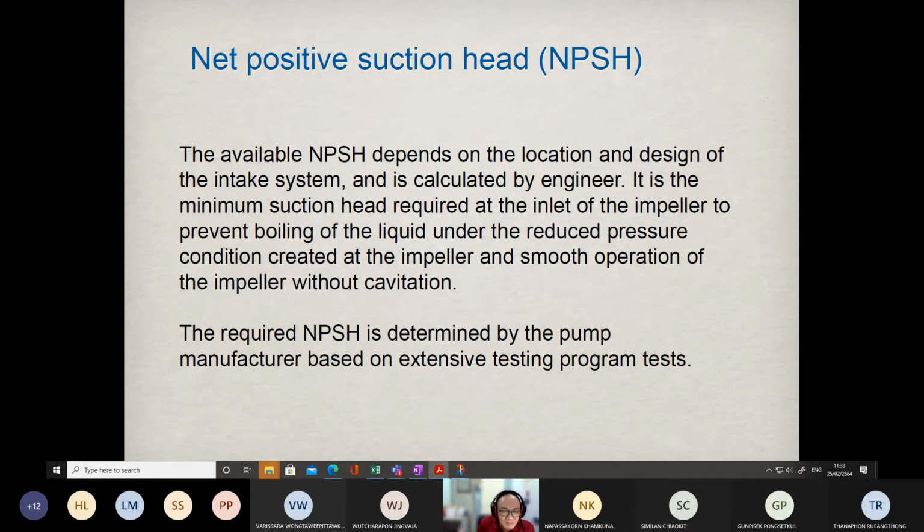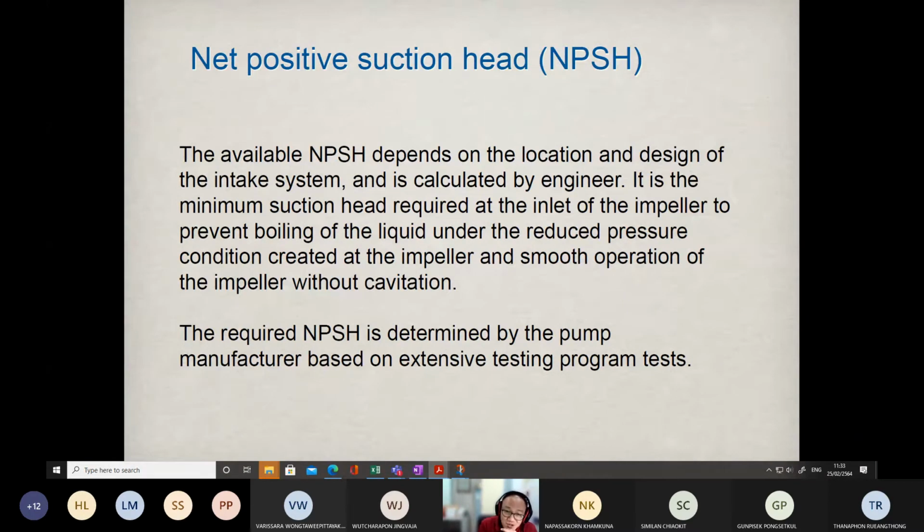So it mostly depends on how we install the pumps and the intake facilities, and this can be calculated by the engineer. As engineers, we have to determine the available NPSH. Anyway, the NPSH needs to be positive, and the available NPSH needs to be greater than the required.